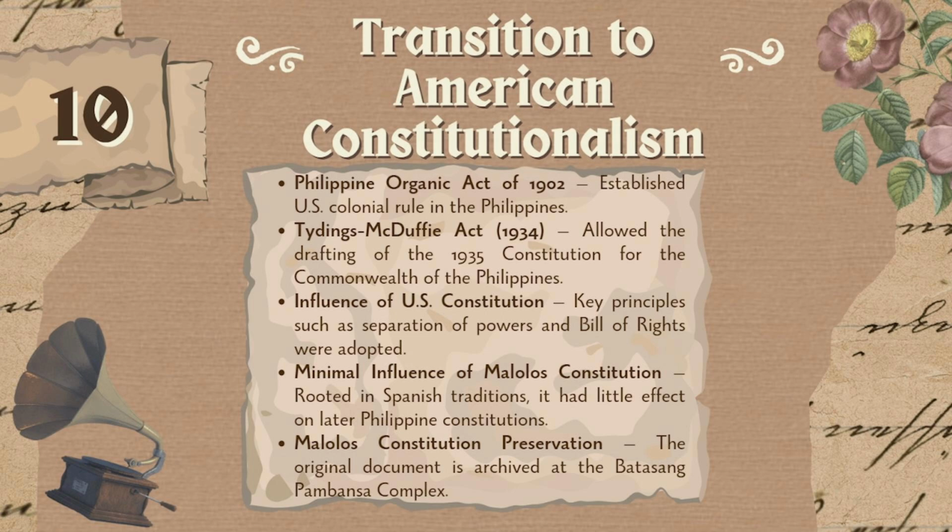Later, the Tydings-McDuffie Act of 1934 allowed the drafting of the 1935 Constitution, which shaped the Commonwealth of the Philippines. Unlike the Malolos Constitution, which was influenced by Spanish laws, later Philippine constitutions followed American principles, such as the separation of powers and a Bill of Rights. Today, the original Malolos Constitution is preserved in the Batasang Pambansa complex as an important part of Philippine history.